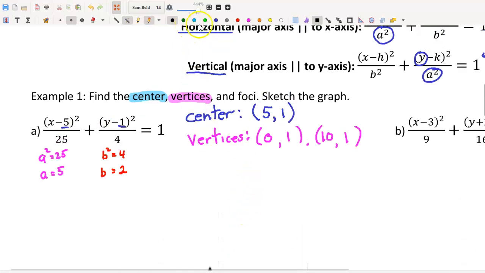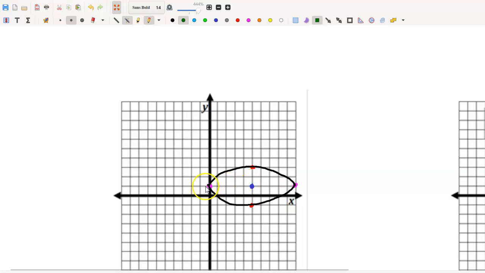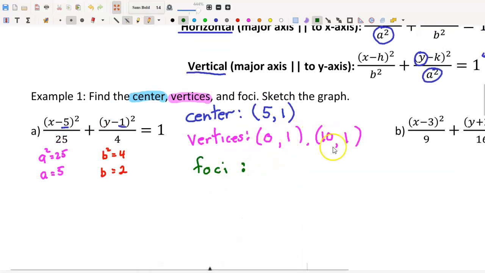Alright, next we have our foci. Write that out, F-O-C-I. So that's also going to be left and right. The vertices and the foci are always on the same exact line, in this case, left and right.